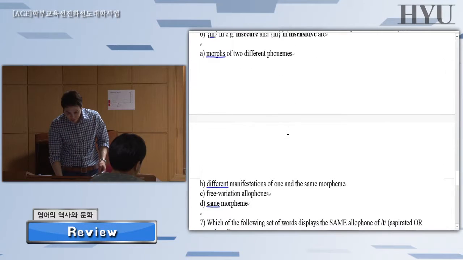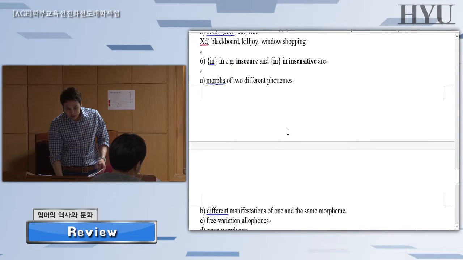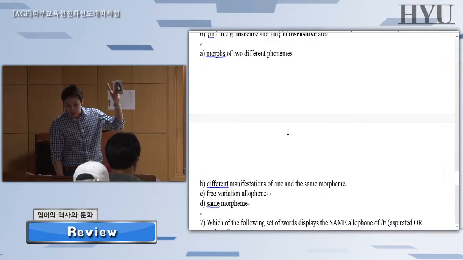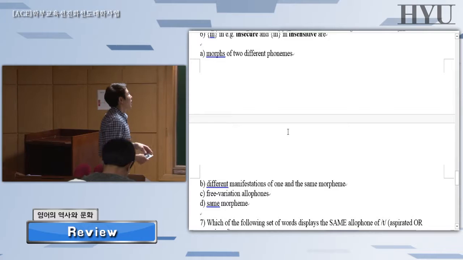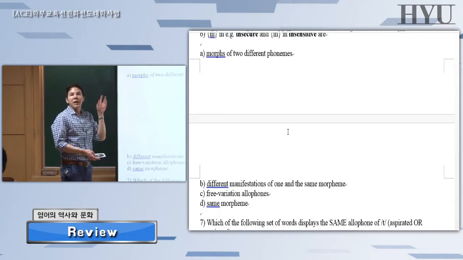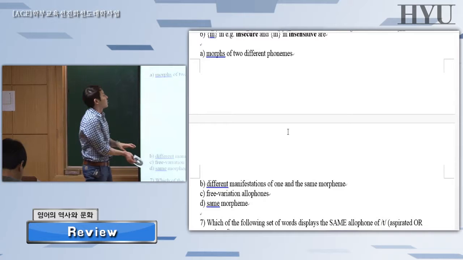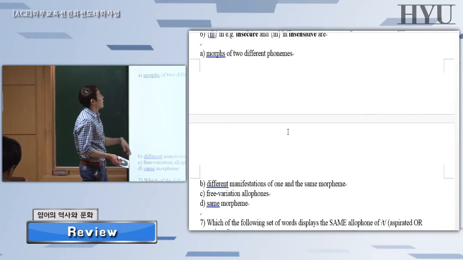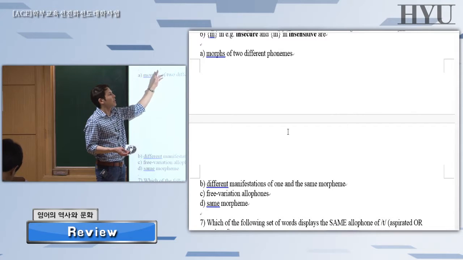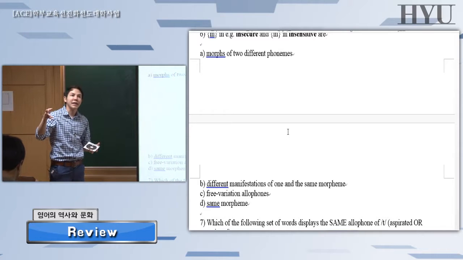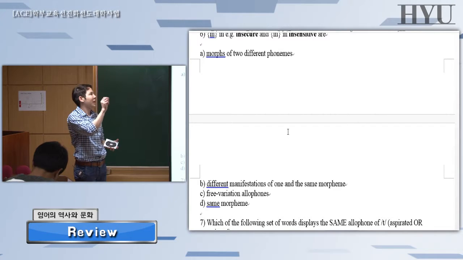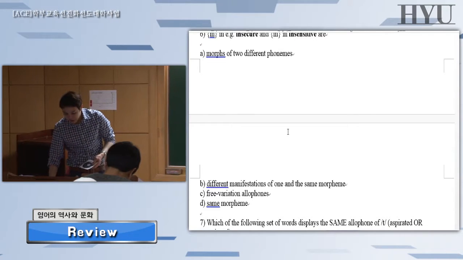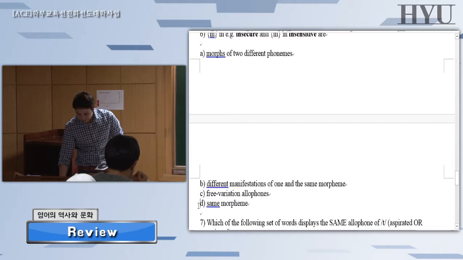Okay, quickly moving to number 6. In insecure and intransitive, right? We have two ins here. Insecure and intransitive. Both ins mean not, right? Means not. So we have same morpheme, okay? Number D, same morpheme, okay? And they are pronounced the same, insecure, insensitive, right? Because the following sound is S. And S is an alveolar sound, just like an N. So there's no allomorph there, okay? So we have number D, same morpheme here, okay?